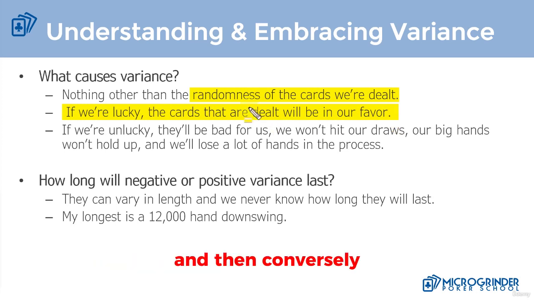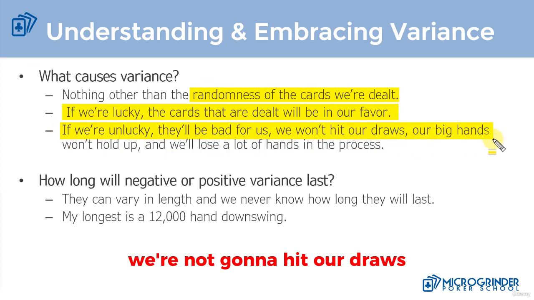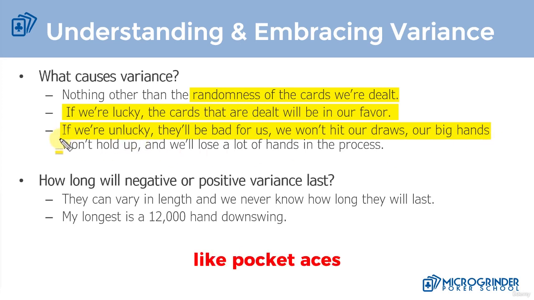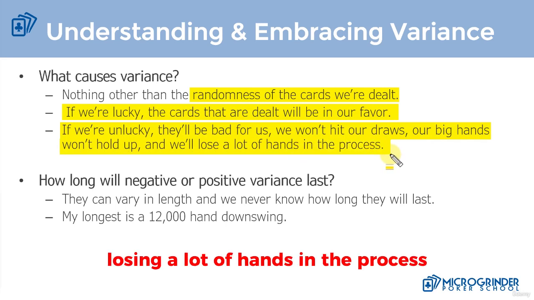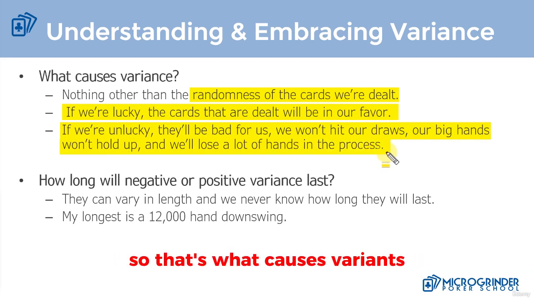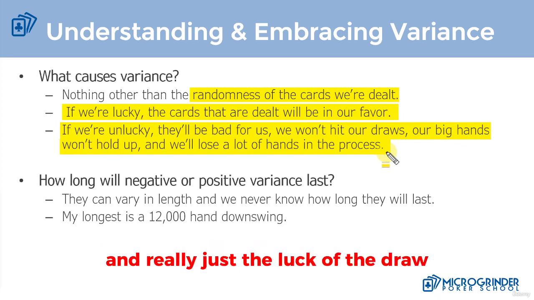And conversely, if we're unlucky, then the outcome's probably going to be bad for us, right? We're not going to hit our draws. Our big hands like pocket aces and pocket kings aren't going to hold up, and we may end up losing a lot of hands in the process. So that's what causes variance. Nothing more than the randomness of the cards and really just the luck of the draw.